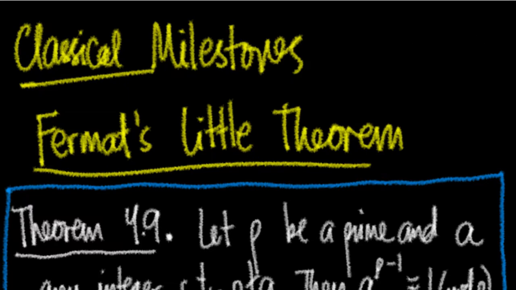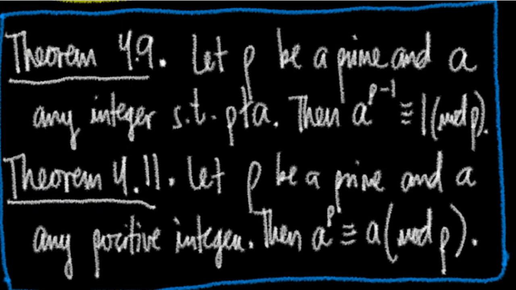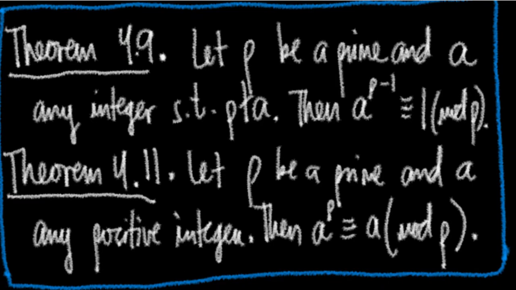Let's have this. The Fermat theorem explains or tells us this. The original theorem is theorem 4.9. The extension of it is theorem 4.11. So let's start with theorem 4.9. Let P be a prime and A be any integer such that P does not divide A, meaning A is not a multiple of P. Then we say that A raised to P minus 1 is congruent to 1 mod P. Again, if P is a prime and A is any integer in which A is not a multiple of that prime P, then A raised to P minus 1 is congruent to 1 mod P.